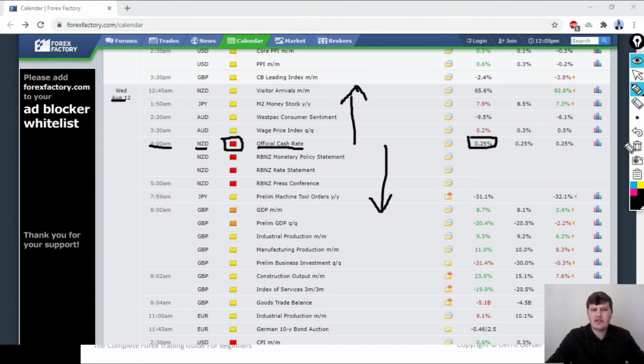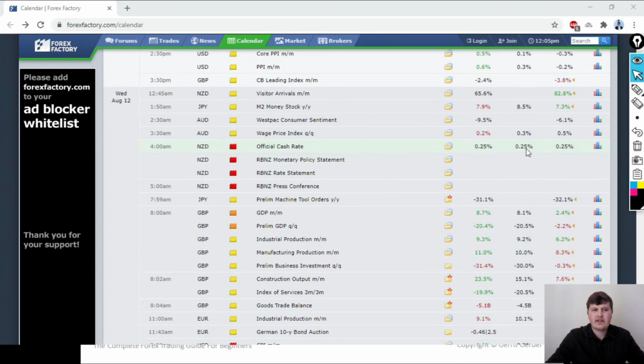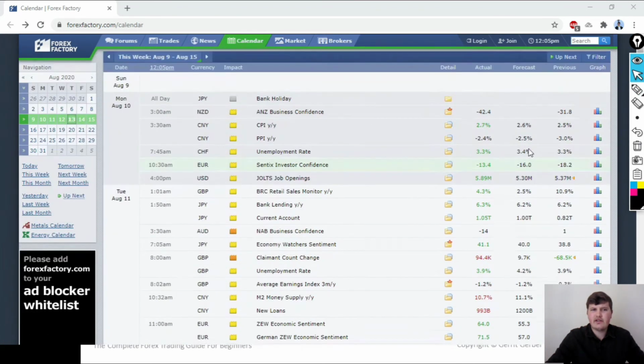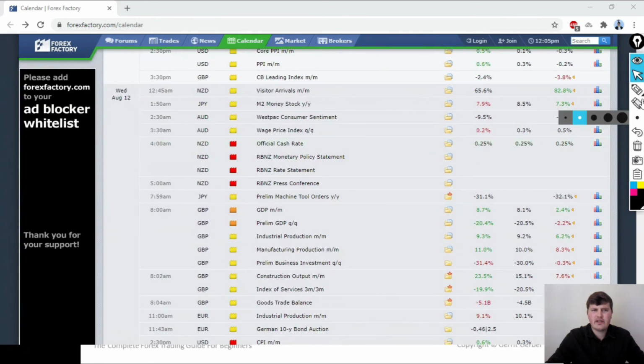So as I said, this is the forecast of the news event, and this is the previous month's news event. So it's forecasted that the interest rate will stay the same, and it did stay the same. So depending on how traders thought the news release would have gone, this will give you an indication of how the New Zealand currency pair is likely to react after this news event is released.